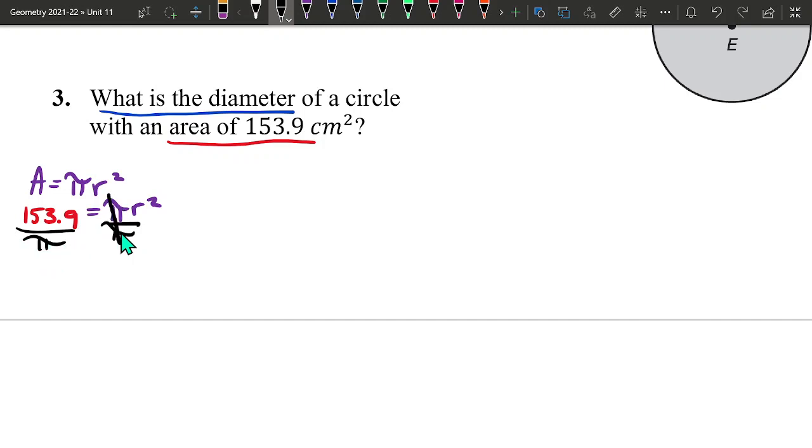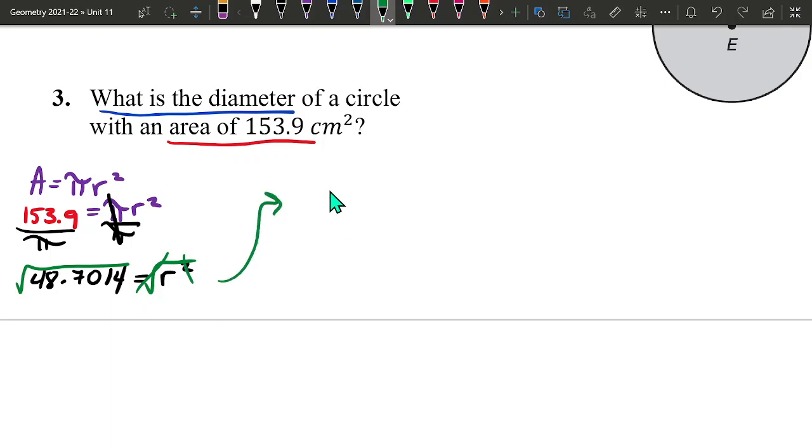So you have 153 divided by pi gives me 48.7014. I want a lot of extra decimal places and round at the end. That equals r squared. But I don't want r squared, I need r. So to get r, I am going to take the square root to cancel out the squared.